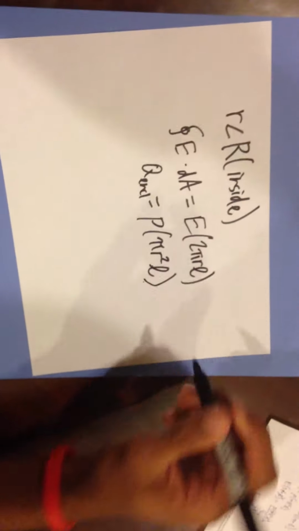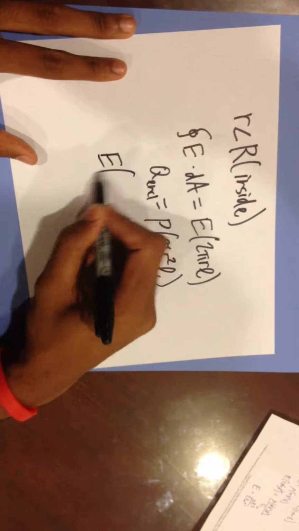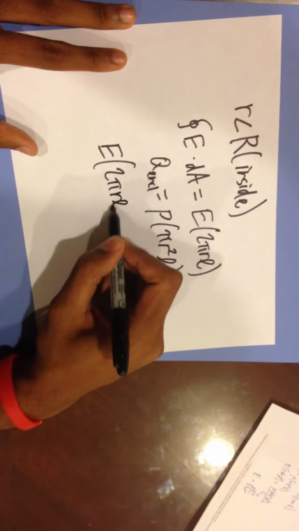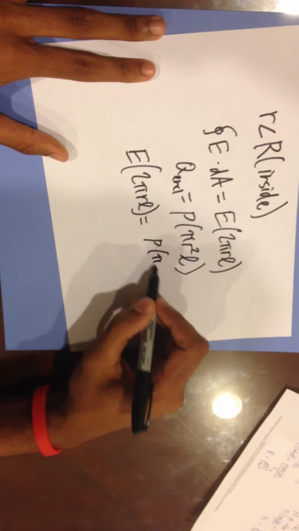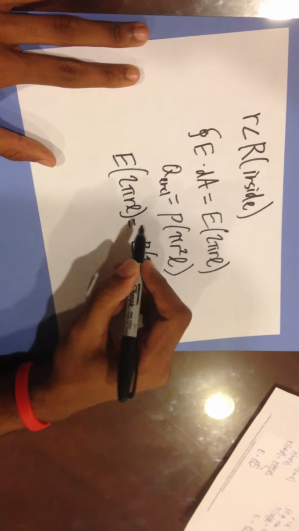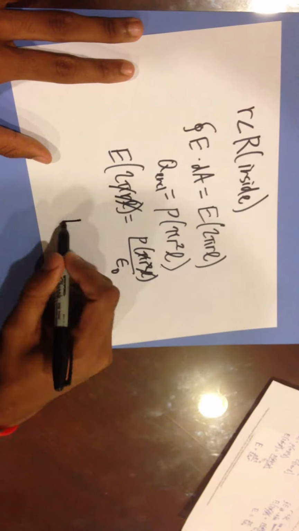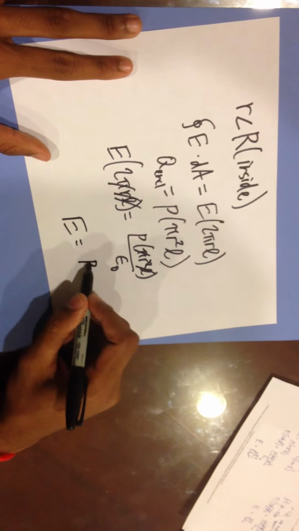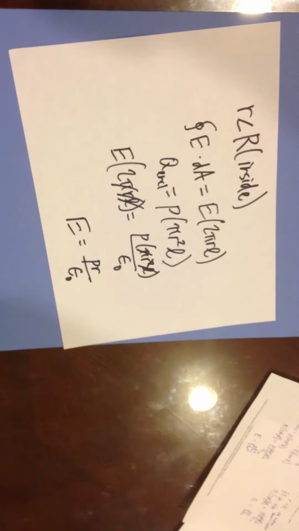So using that, we have E times 2 pi rL is equal to rho pi r squared L over epsilon naught. You can cancel these out, and you get E is equal to rho r over 2 epsilon naught. And that's our problem.